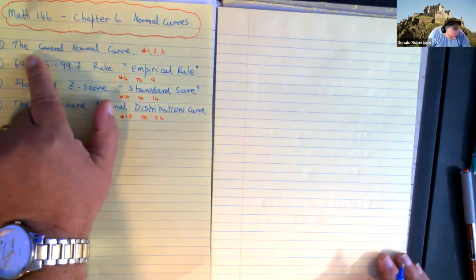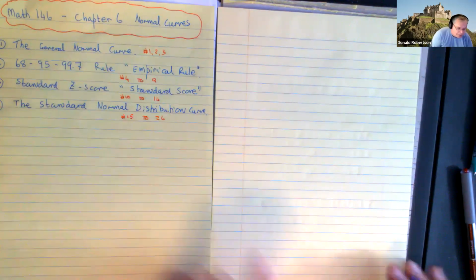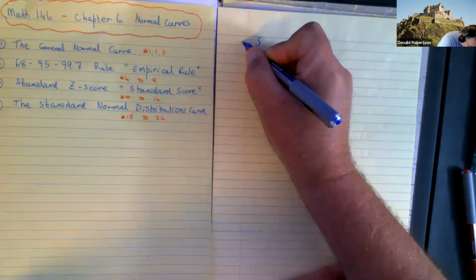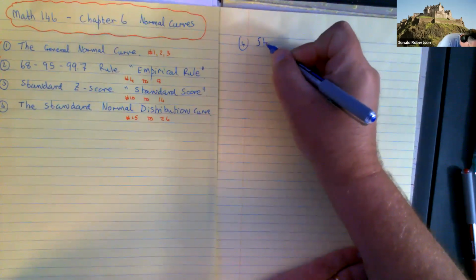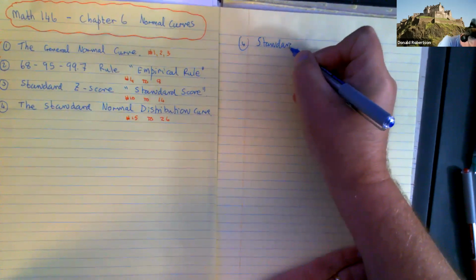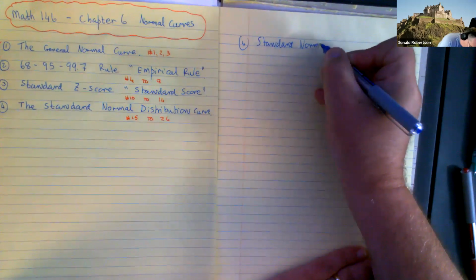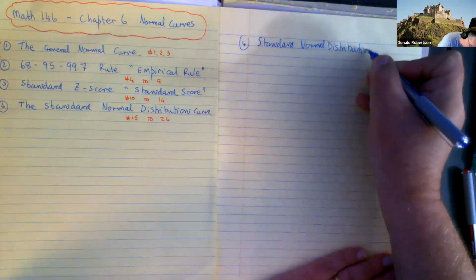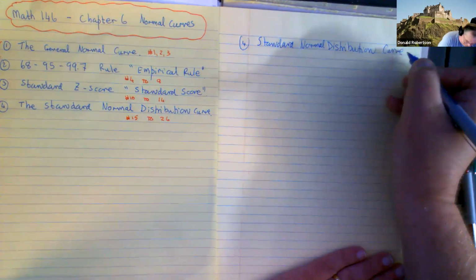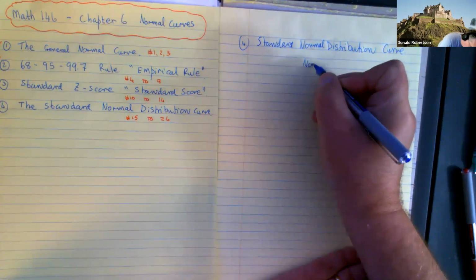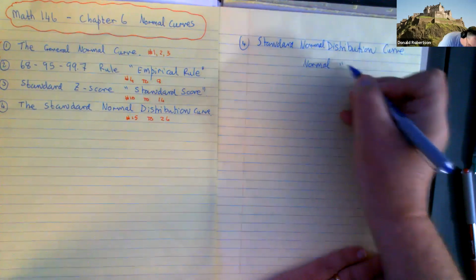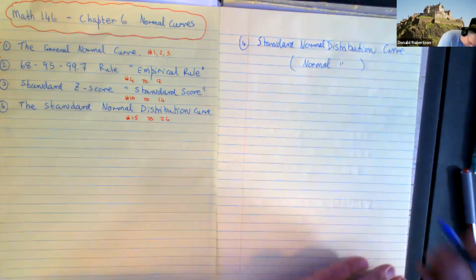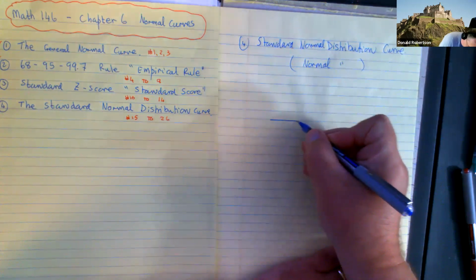Now, we've been dealing with the general normal curve for the most part. Now we're going to look at what is called number 4, the standard normal distribution curve. It's also just called the normal distribution, which is a much shorter name. So we're going to look at the normal distribution. Its full title is the standard normal distribution curve.